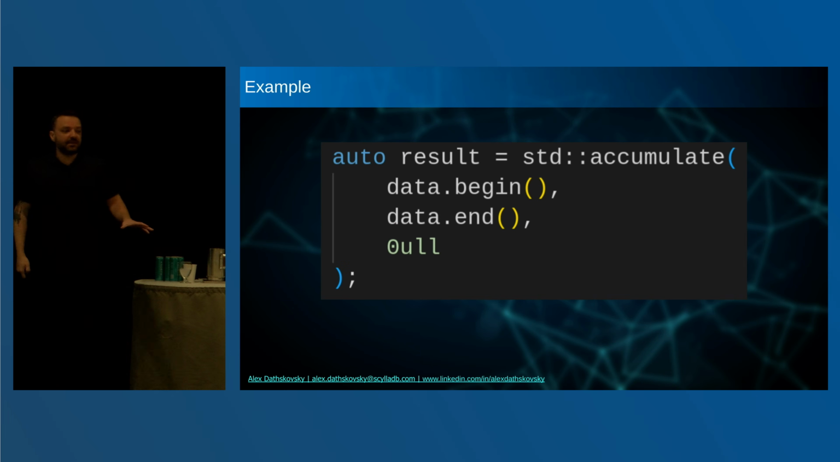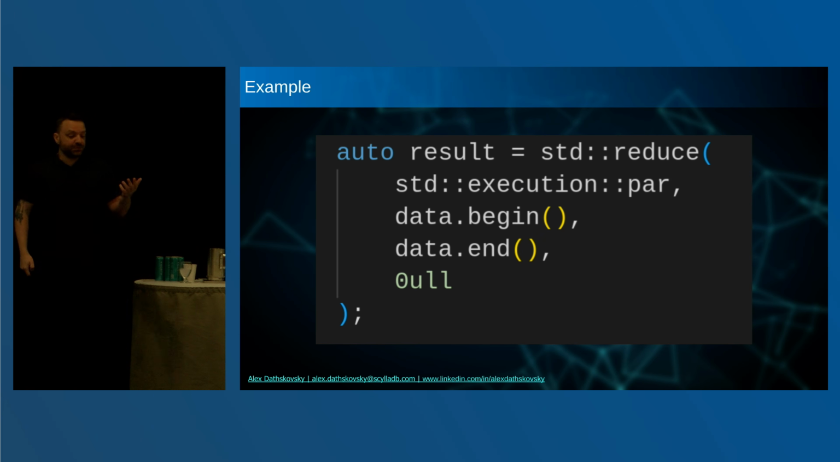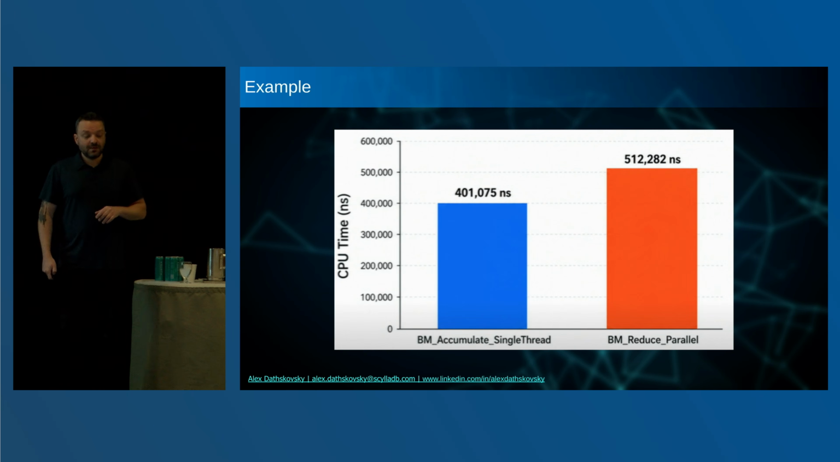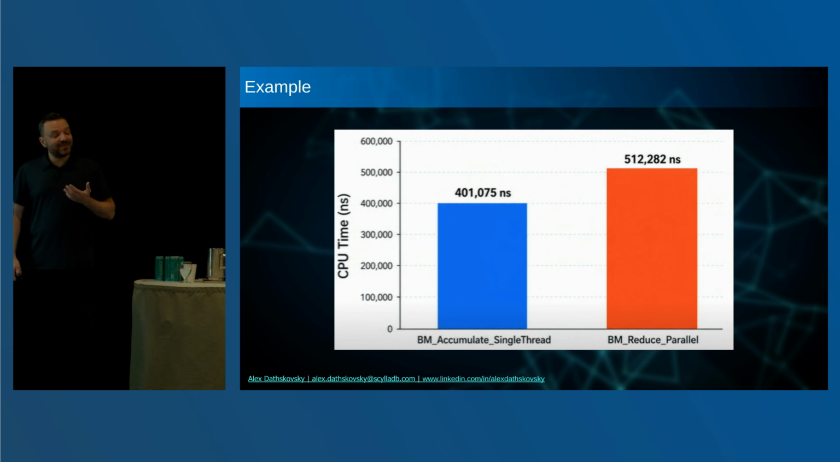And here's a practical example. We have a vector with 10 million members. We use accumulate on a single thread to do a summary of that. And then we use reduce with par. In C++17, we have added something that's called par. That means that we have parallel execution, and we're using it on the same vector. And if we look at the benchmark of that, we can see that the single thread is better than the parallel. Why is it better? Because on a single thread, you have linearity. You don't need to split it to other vectors.